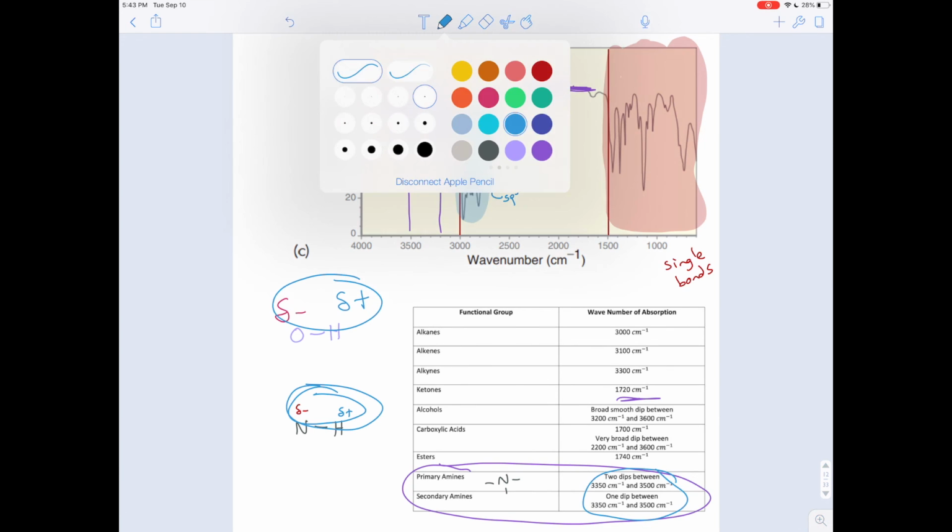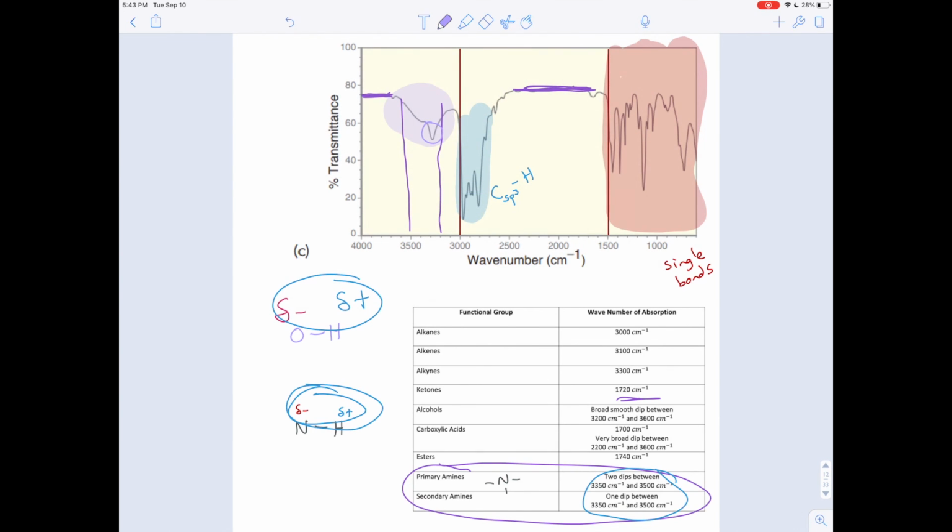So that's an amine. Now, the amine only has one dip at the end. You see this dip right here. And that is a sign that you have a secondary amine. A primary amine is one that's only bonded to one carbon. The other two bonds are to hydrogens, and those two hydrogens can move in different ways together. That would cause two dips. A secondary amine is an amine that has two carbons. So there's only one hydrogen here, and it's that nitrogen to hydrogen bond that's causing this one little dip there.